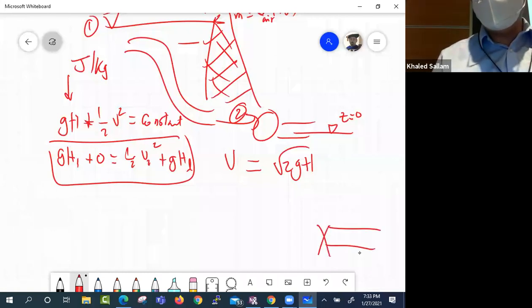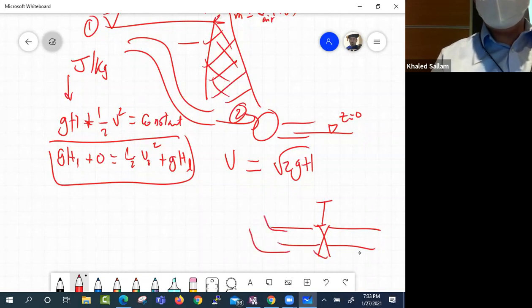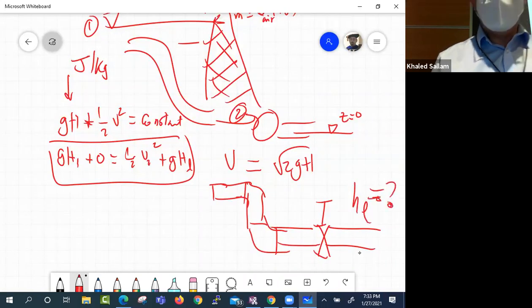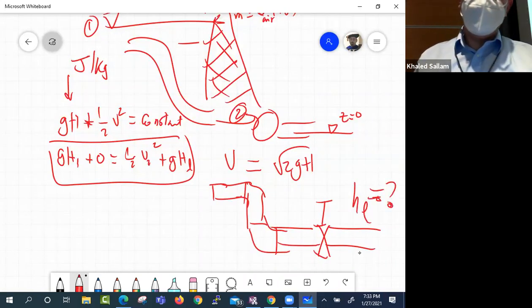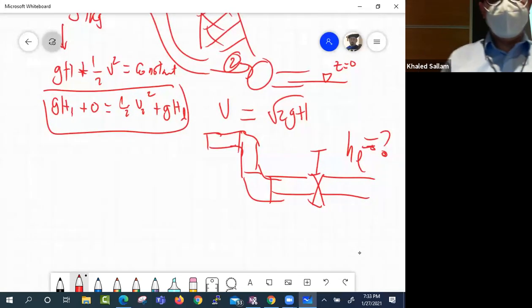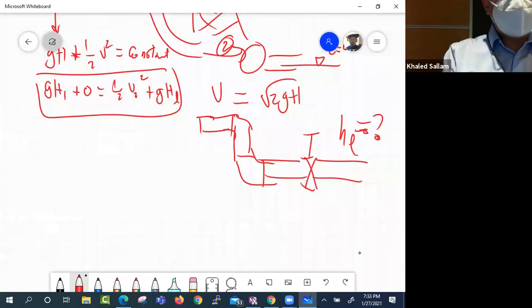If I have something like this with a valve, even if it's partially open, it still has losses. And say a 90-degree elbow and then a pipe and then a 90-degree elbow and then another pipe. If someone tells you, well, what is the H loss in this system? What do you do? How do you write? What's the equation for it? Yes, that is exactly right.